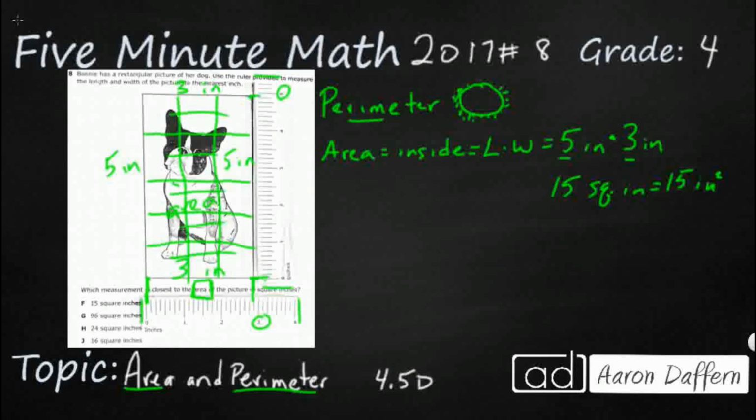Now, that's our answer. If we were to do perimeter, we would say 5 and 3 is 8. 5 and 3 is 8. That would be 16 if we added up around. And you see 16 is an answer, but we're not going to choose that. We're going to choose F, 15 square inches.